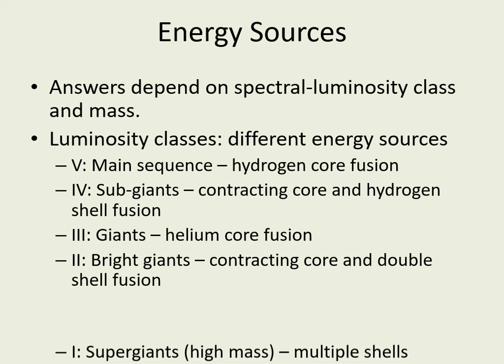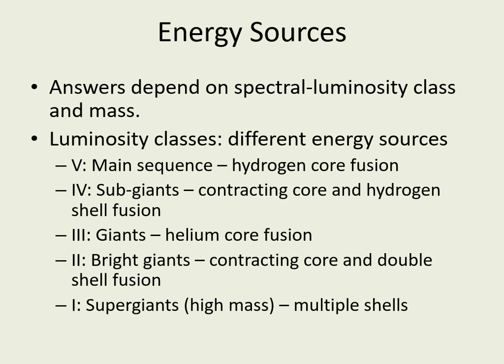High-mass stars tend to go straight to supergiant from the subgiant phase, though some are classified as giants along the way. The supergiant may be going through helium core fusion, but it's more likely that it's undergoing heavy element fusion along with 2 or more layers of shell fusion above it.